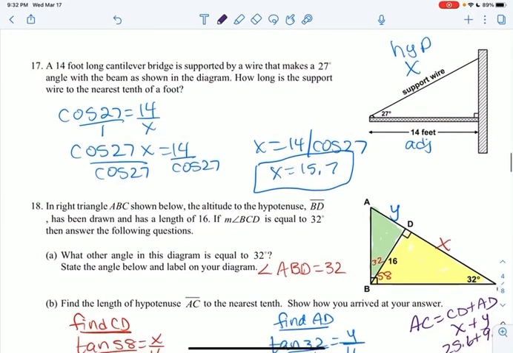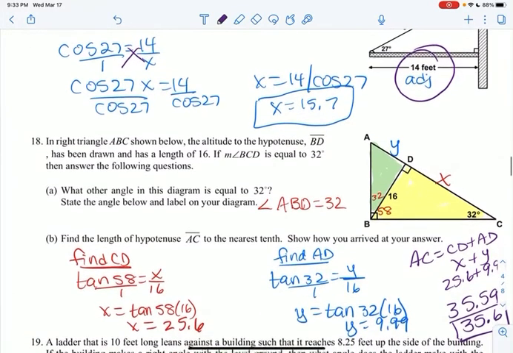17, I have a 14-foot long bridge, and the wire makes an angle of 27 degrees, and I'm trying to find the length of that wire. So I have hypotenuse and adjacent, therefore I'm using cosine. So cosine of 27 equals 14 over x. If you're having trouble, make sure that you're labeling the sides of the triangle with hypotenuse, opposite, adjacent. Decide if you're going to use sine, cosine, or tangent. And then you're really just setting it up and cross multiplying and solving for x and using your calculator.